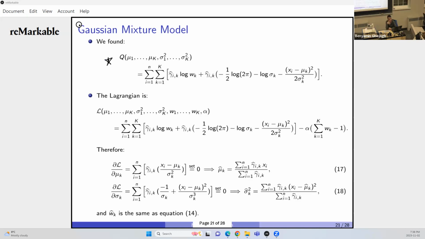What should we do now? The Lagrangian. Let's see what happens to the Lagrangian, because we were maximizing this Q, agreed? And it was a constrained optimization. So if we write down the Lagrangian that we had in the general case several slides ago, this is the Lagrangian for a mixture of Gaussian distributions.